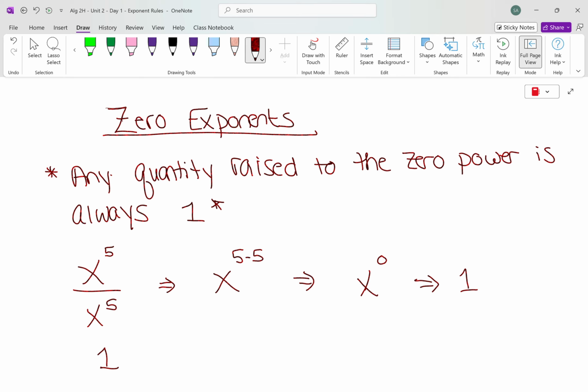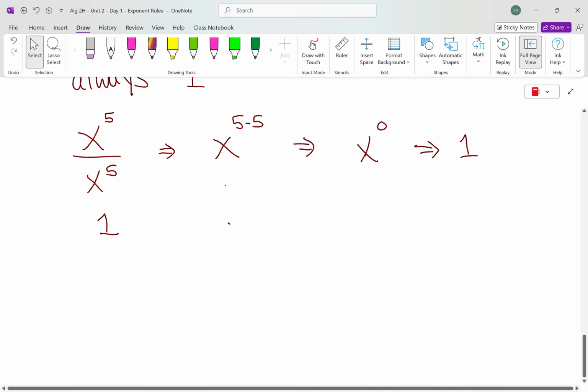Yes? How come if 0 is raised to the 0 power, it's not 1? That's a great question because you're not allowed to divide 0 by 0. So we're saying the 0 power represents something divided by itself. But if you try to ever put 0 in the denominator of anything, it becomes undefined. You can't do that. That's why.